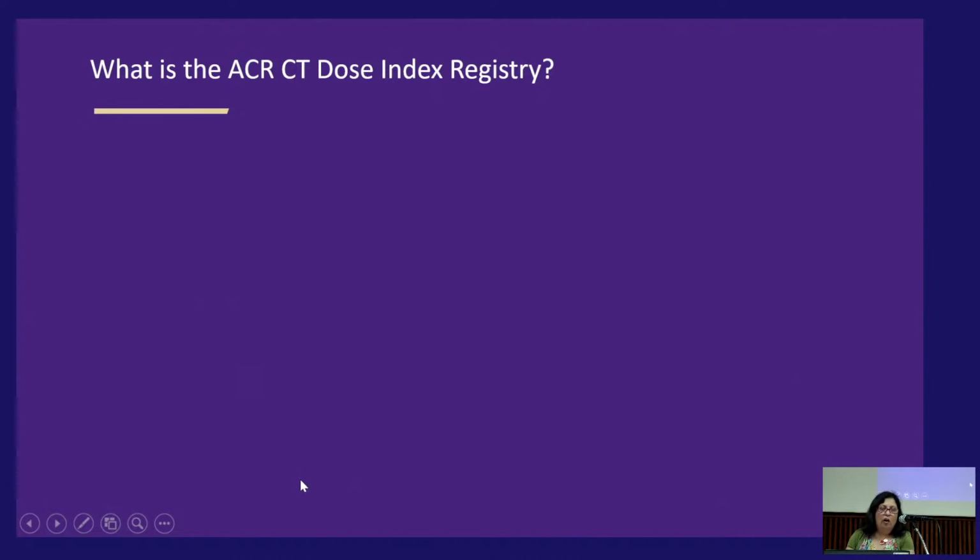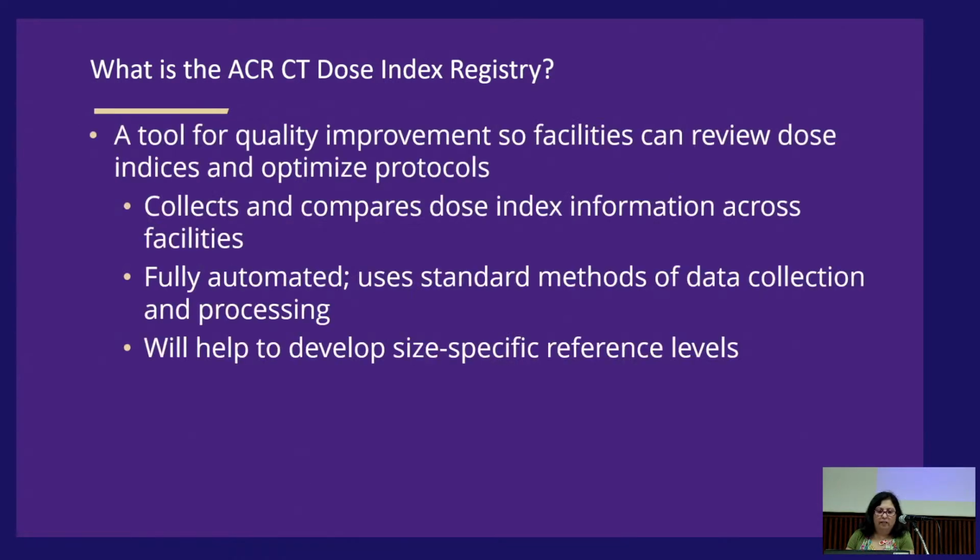So let's start with what is the ACR CT dose index registry. We heard a little bit about this yesterday, but I'm going to repeat myself. It's a tool for quality improvement so facilities can review dose indices and optimize protocol. The dose index registry collects and compares the CT dose index information across facilities. And right now I'm focused on CT, but the ACR has other registries, which I'll talk about on Friday as well, where they collect dose and compare data.